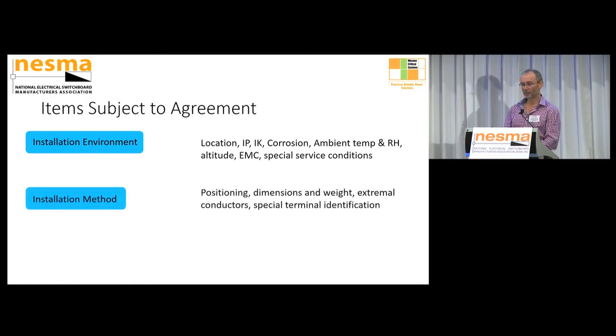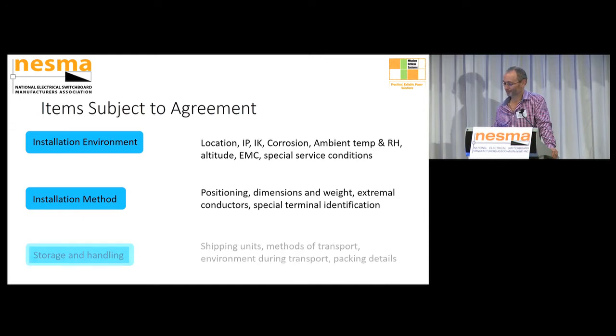The installation method is where you're going to put it, how it's going to get there, how big it can be, how heavy it can be. Maybe you've got limitations on how you can put it into position, shipping limitations, what the external conductors and terminals and so forth look like. Okay? Storage and handling is how you get it to the site. So do you have specific requirements about shipping units, storage, the way it's packaged and so forth?